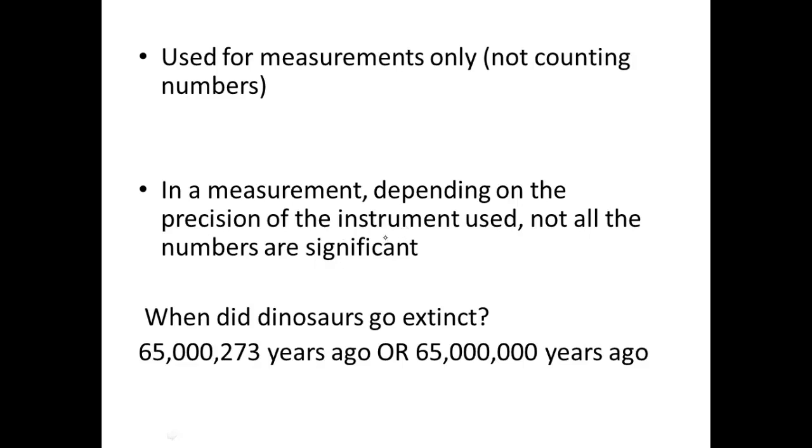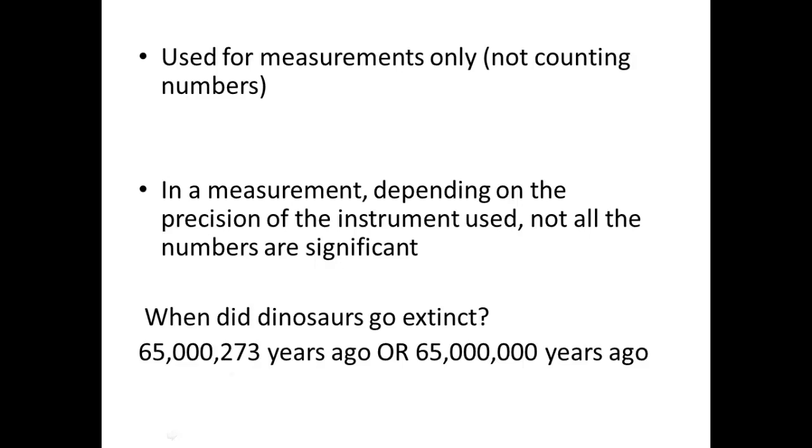And the gist of it is that in a measurement, depending on the precision of the instrument used, not all the numbers are significant. So here's a good example, I think. Which of these answers would make the most sense? When did dinosaurs go extinct? 65,273 years ago or 65 million years ago?